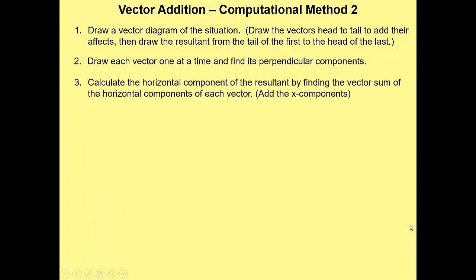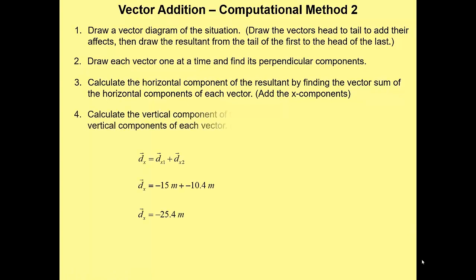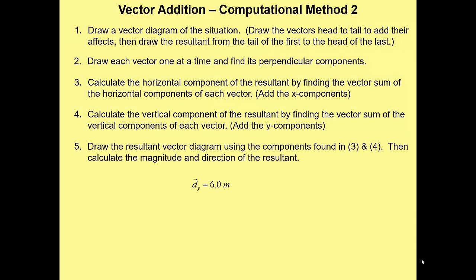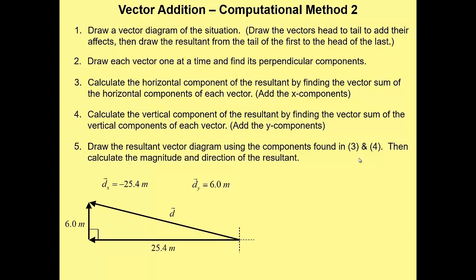Then we calculated the horizontal and vertical components of our resultant by doing a little vector addition. There's our x component. And then we did the y component. And then we drew our resultant diagram from those components. And it was really the original one, but with a nice right triangle shape. And then we could do our trig and name it.